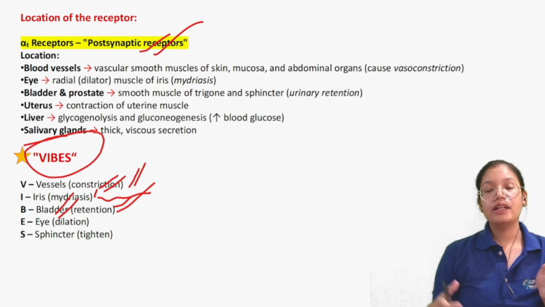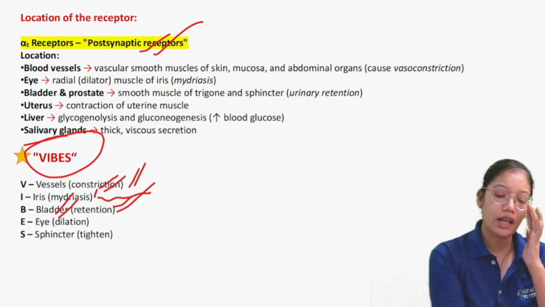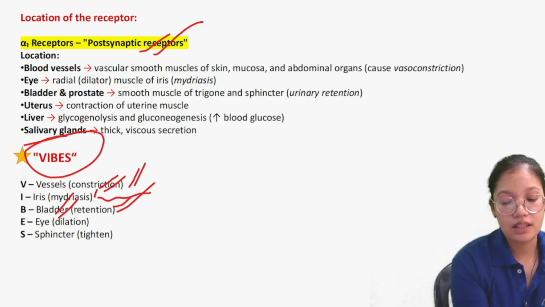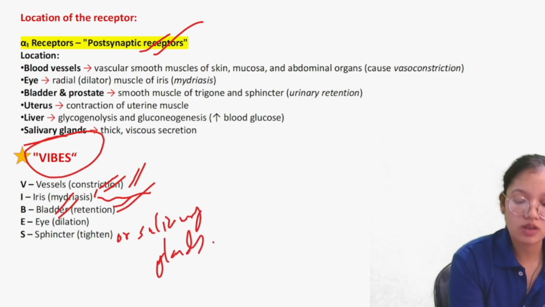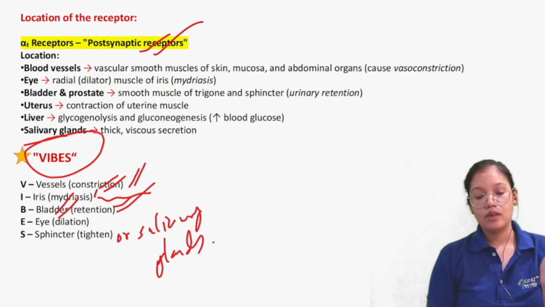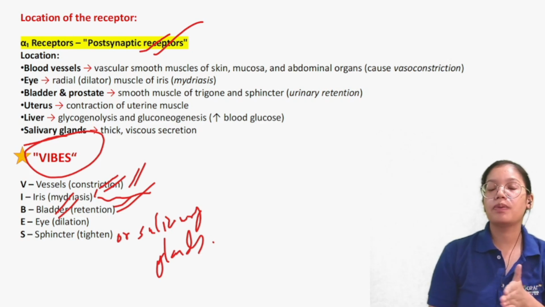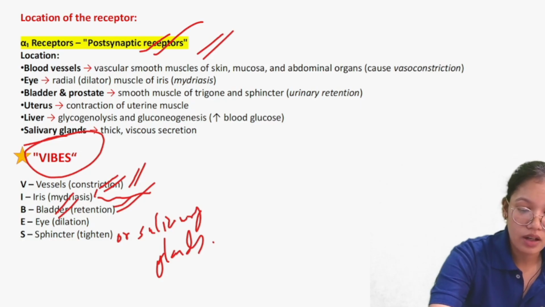E, eyes. So in eyes, for the dilation of the pupil, it is also present. Then S is for sphincter, or we can also say salivary gland. It is also present there. So blood vessels, iris, bladder, eyes, sphincter and salivary gland. That is the alpha 1 receptor location.